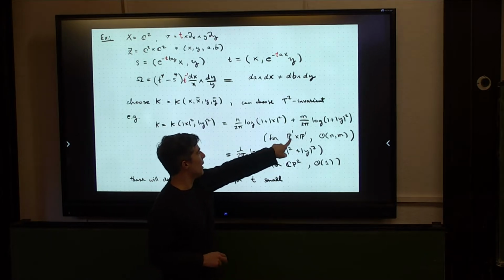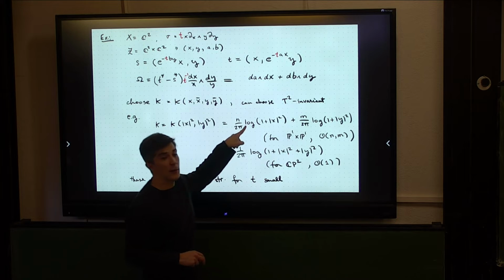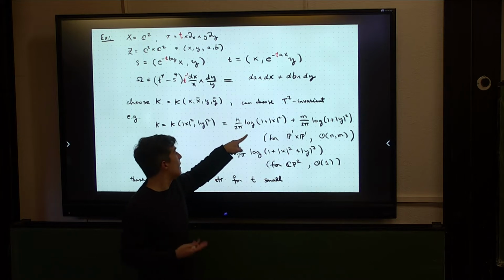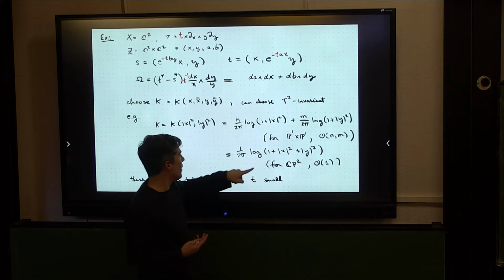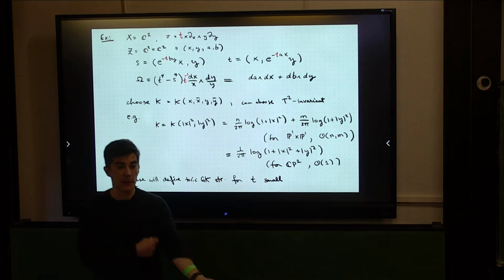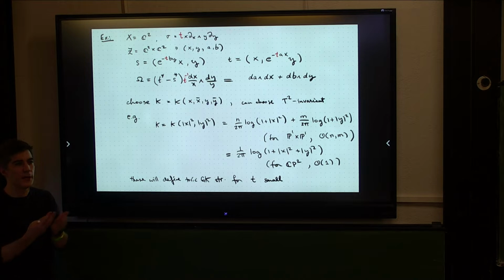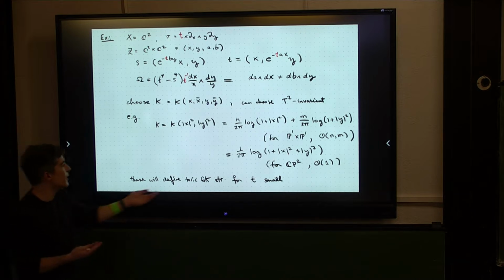Let's say that you were on P1 cross P1. You could take this function, which is the typical Kähler potential that we know for P1 cross P1. Or if you were on CP2, you could take this function, which is the typical Kähler potential on CP2. So I'm just picking the usual Kähler potential, but that's irrelevant. I could pick any smooth function, right?